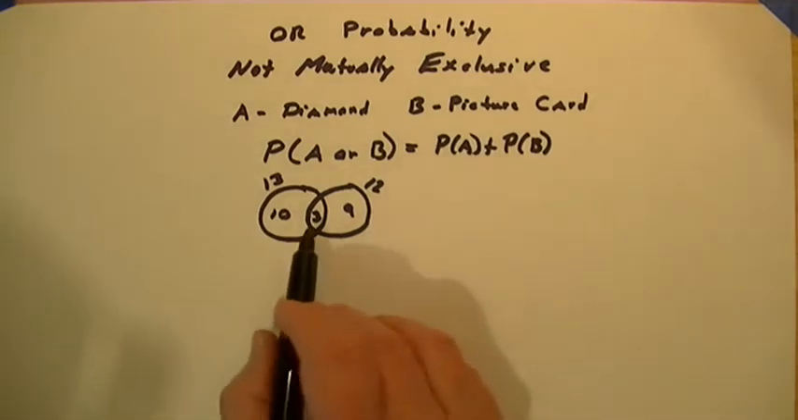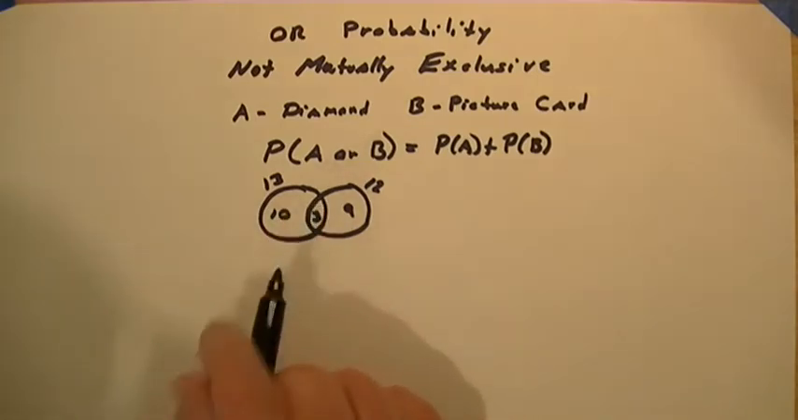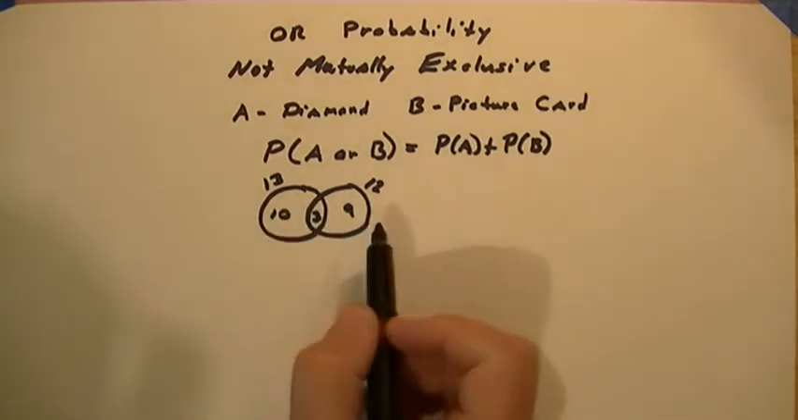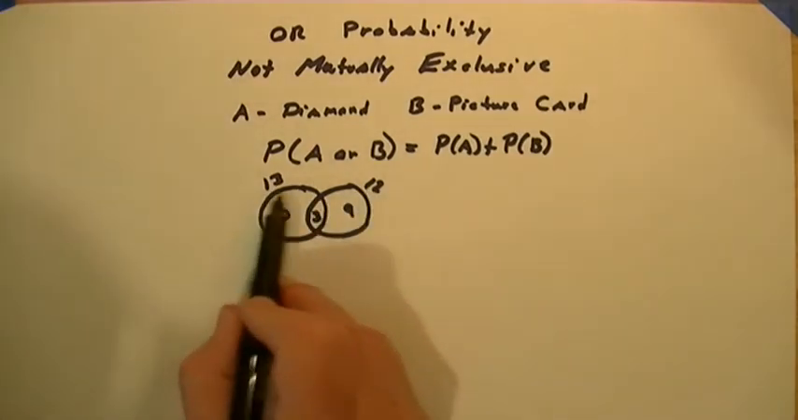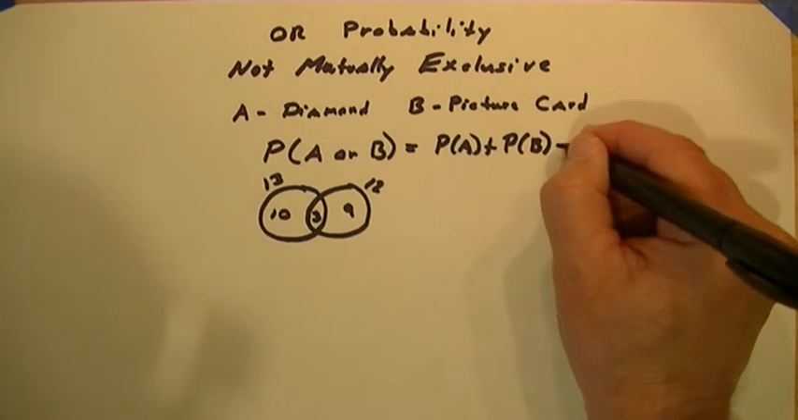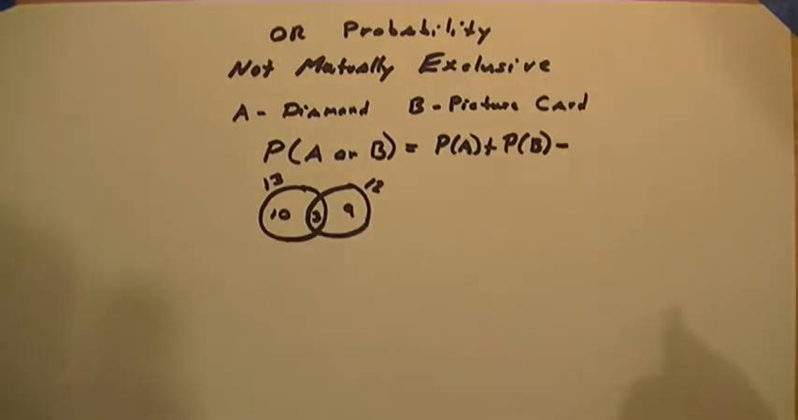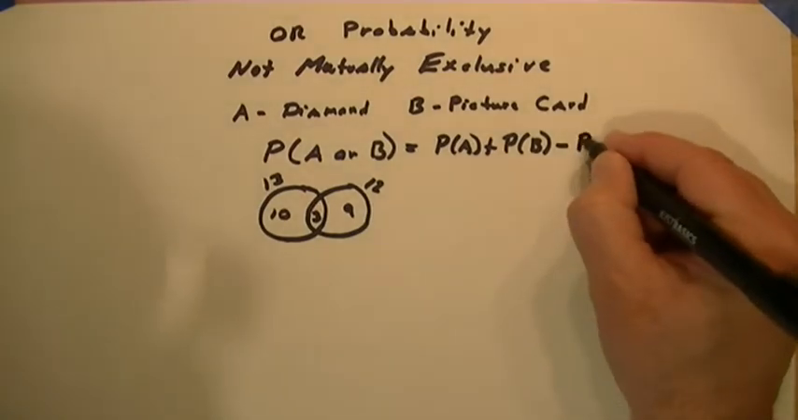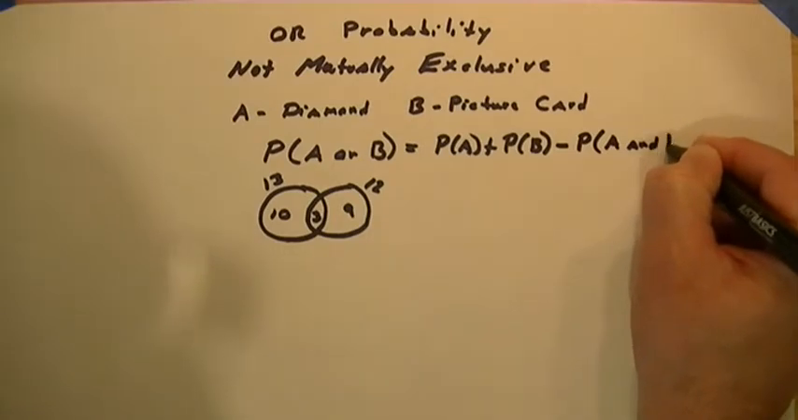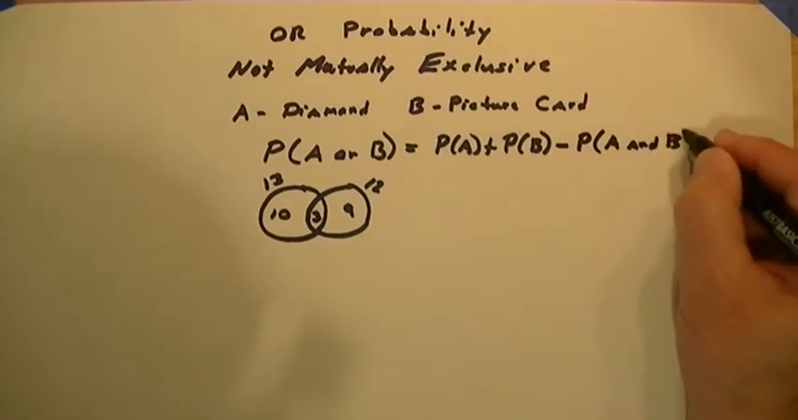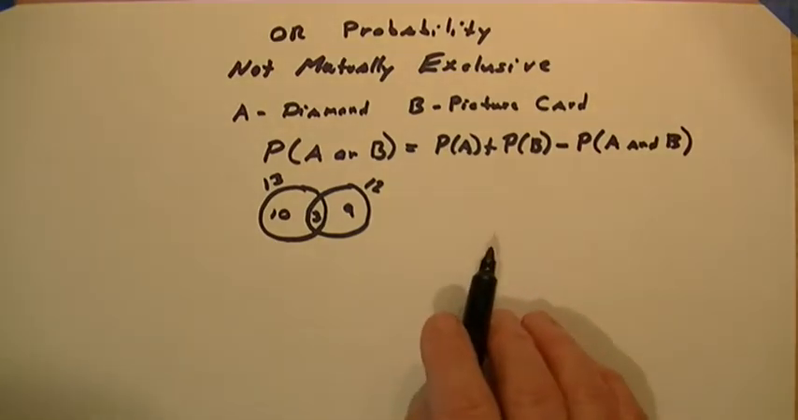So what we have to do is essentially remember that we counted this 3 twice. We counted it over here, and then we counted it over here, right? So the 3 is embedded in both of these. So we really just need to subtract off 1 of the value of that overlap. So we're just going to subtract the probability that both happen, A and B, okay? But just one time. We've counted them twice. We're just going to take one of them off.